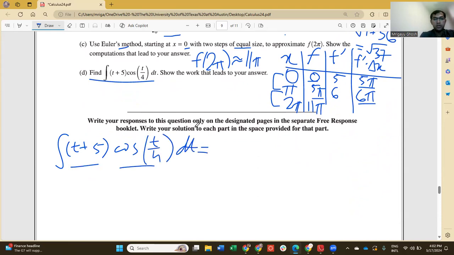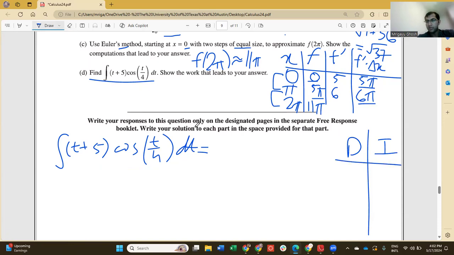So we have two functions that are being multiplied. So this is a perfect opportunity to use integration by parts, just because I don't know of any better way to do it. I'm going to use the tabular method of integration by parts.